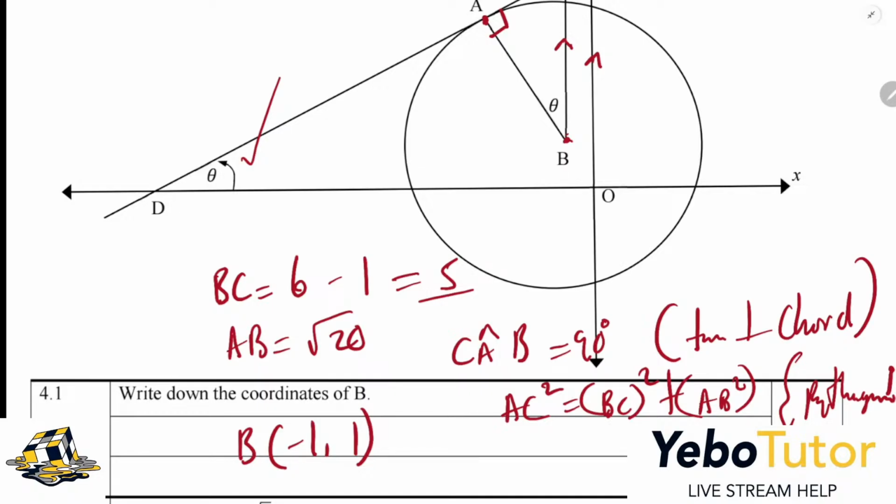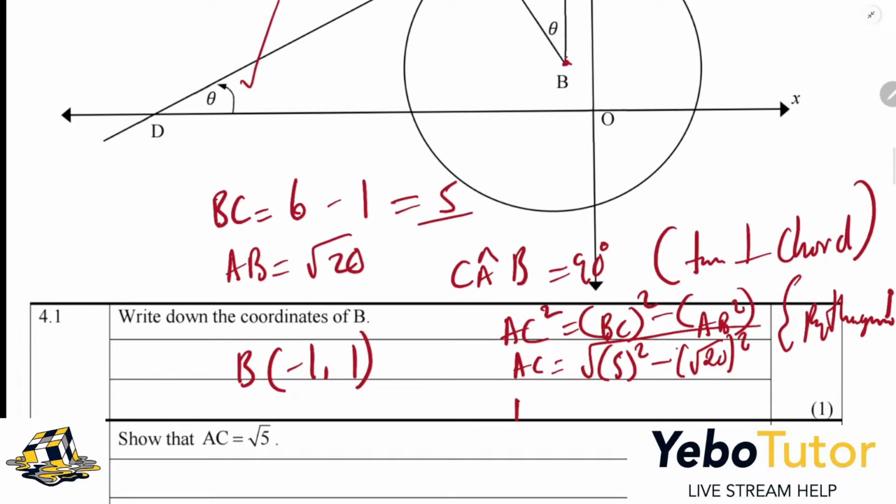So from that point, we can see that AC, which they want, will be AC equal to square root of 5 squared, or BC is 5, minus square root of 20, squared. Oh, what am I doing? AC will be minus, because AB was the other part, which is quite big. So that's minus square root of 20, squared. Then, using our calculator, AC would be just square root of 5. That's how you do it.